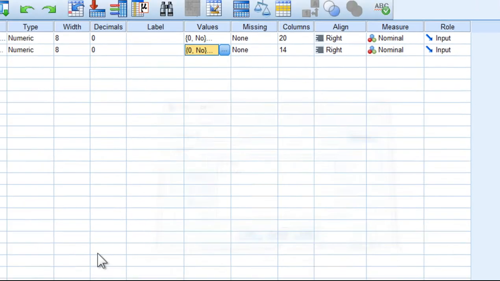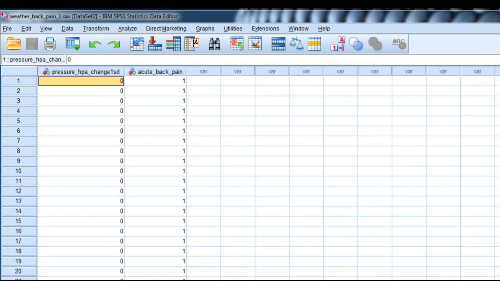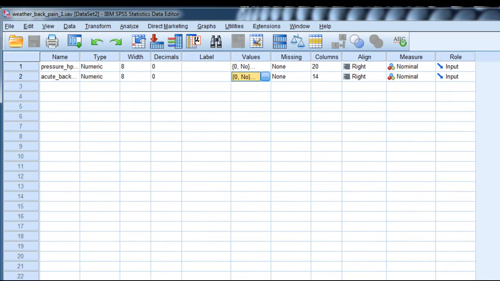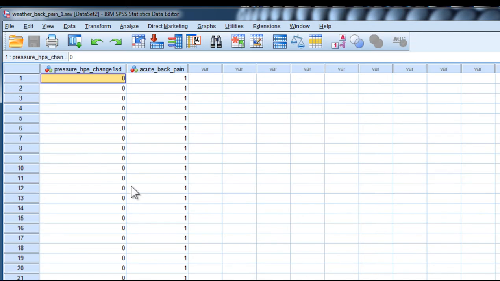And the second variable, which is acute back pain, is coded 1 or 0 as well, where 0 means no, and 1 is yes, they were experiencing back pain on that day. So basically the participants were contacted on a particular day and asked if they were experiencing acute back pain that day, and the researchers dug up the meteorological data to find out whether the day in which the participants were contacted had experienced a barometric pressure change of 1 standard deviation in the last 24-hour period. So let's look at the results associated with this.